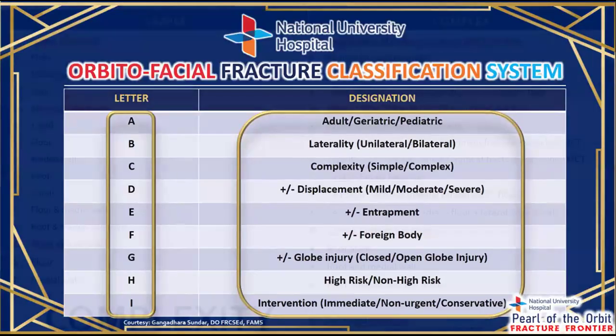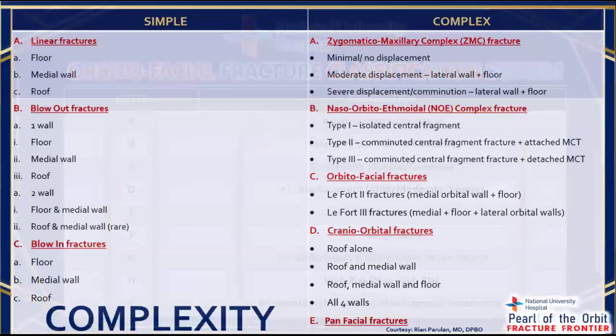So C is for complexity. Orbital-facial fractures can be classified as either simple or complex, again, depending on the severity and extent of injury affecting parts of the facial skeleton. This slide summarizes all types of orbital-facial fracture complexity, with pan-facial fracture being the most complex, with a broken facial skeleton all the way up to the mandible.